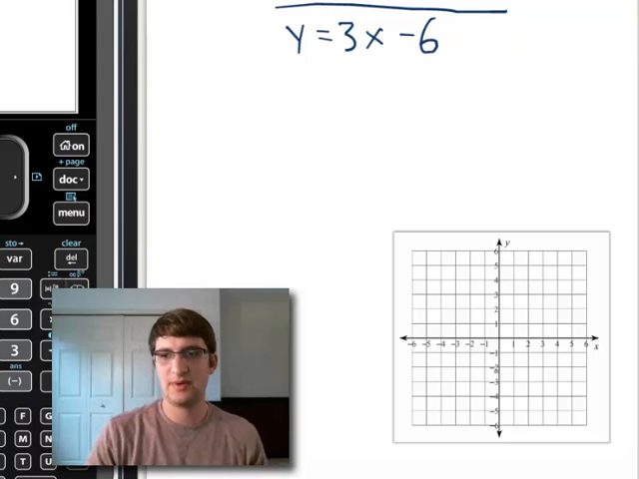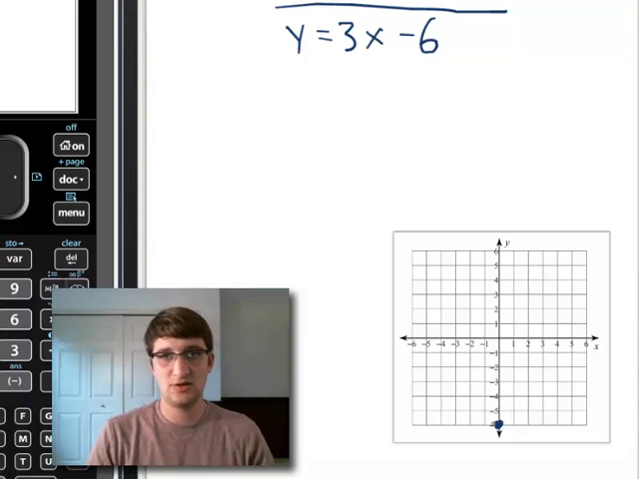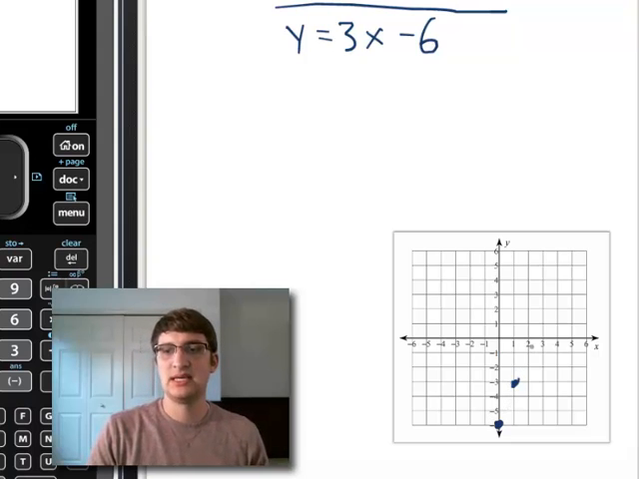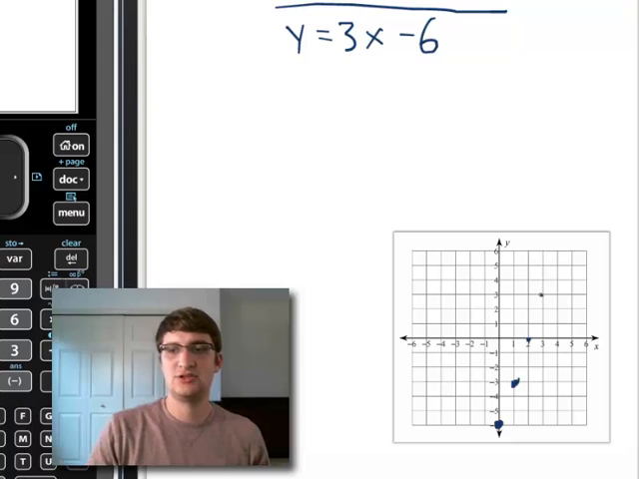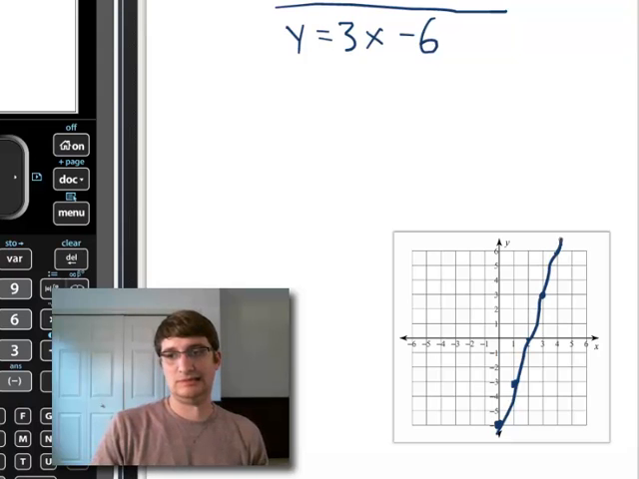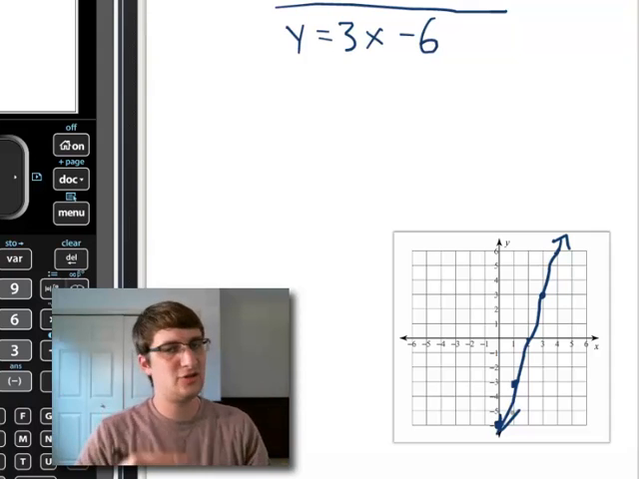So, of course, if I wanted to graph that, I would start with my y-intercept, which is negative 6, all the way down here. And then I would use my slope of 3 over 1 to plot a couple more points so that I could draw my line. I'm going to attempt that right now. Alright, not my best line ever, but hey, it'll work for today. Again, don't forget the arrows.